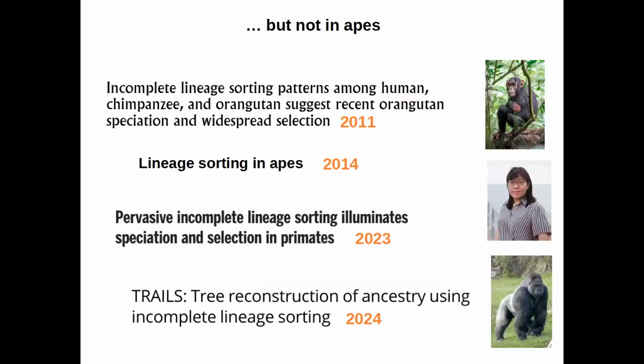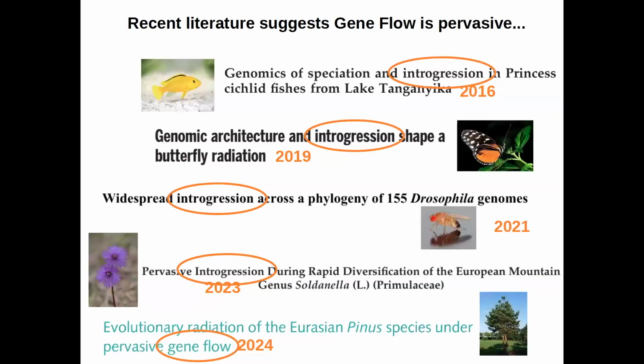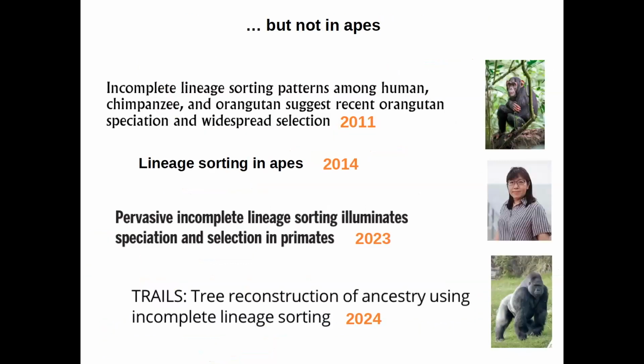I'm highlighting the fact that all of this title actually insists on the prevalence of gene flow in these many taxa. So that's interesting. And another interesting result is that there are exceptions to this rule. And in the next slide, we see that in particular, apes are a notable exception.